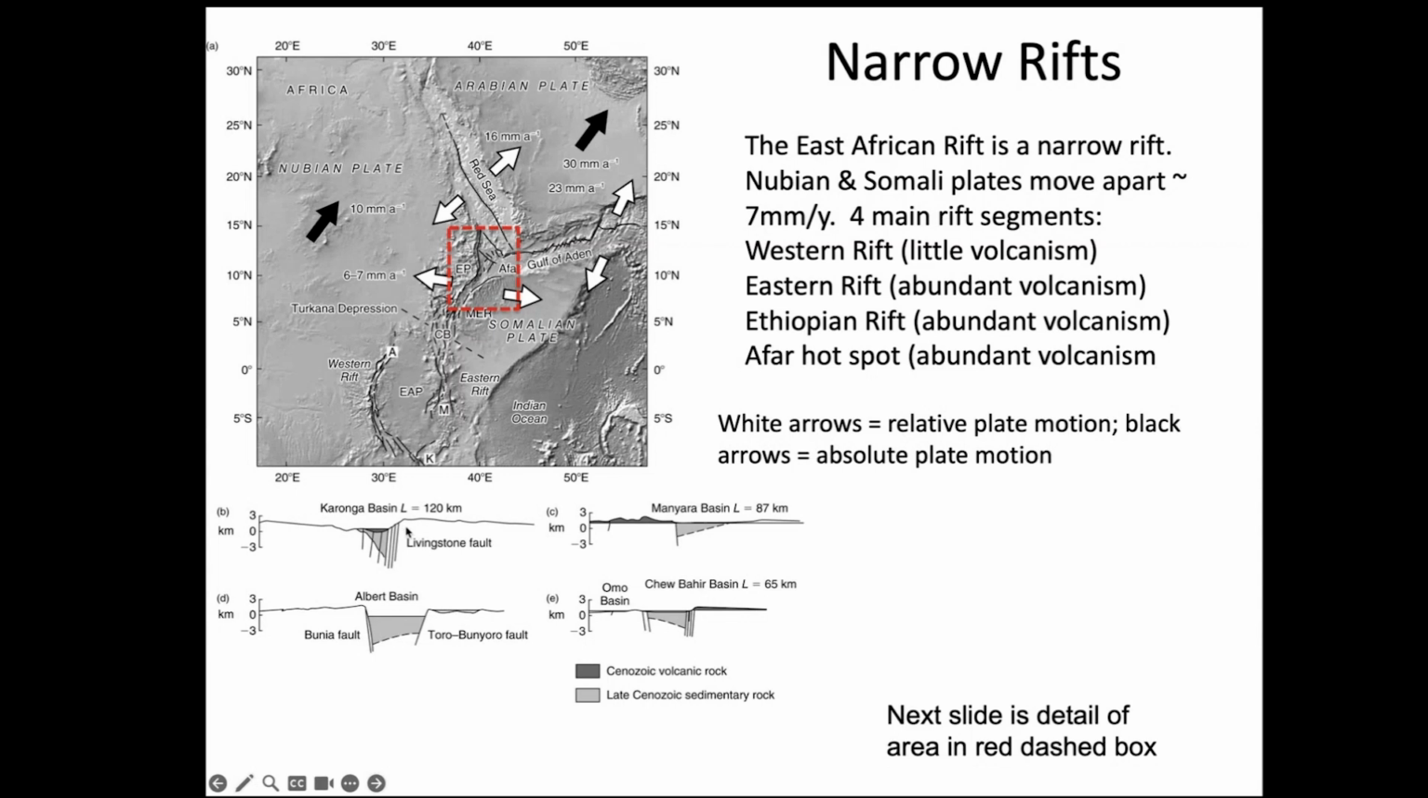Here's the Karunganga Basin. The Albert Basin is up here. Manyara Basin is here, and the Chubar Basin is here. So these are a number of profiles showing where the volcanic rocks are and the late Cenozoic sedimentary fill.